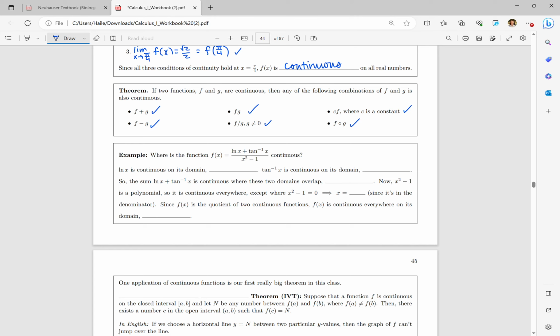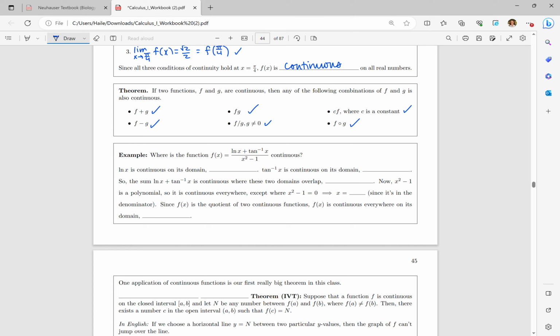Alright, so back to what we were saying. Where is the function f of x equal to ln of x plus inverse tangent of x over x squared minus 1 continuous? Okay, so like I said, the idea here is to combine the function types, using combinations of functions, and come up with continuity without having to go through the definition.